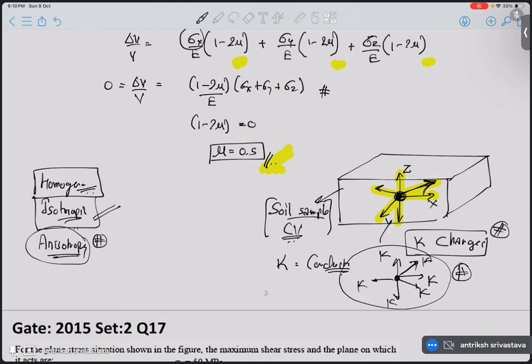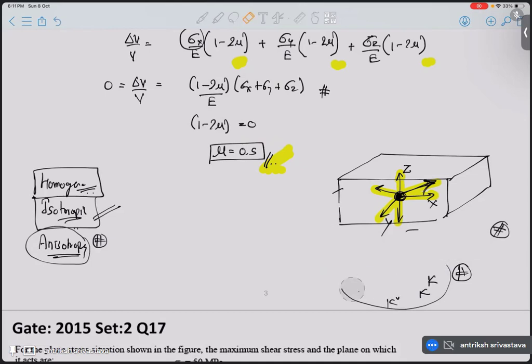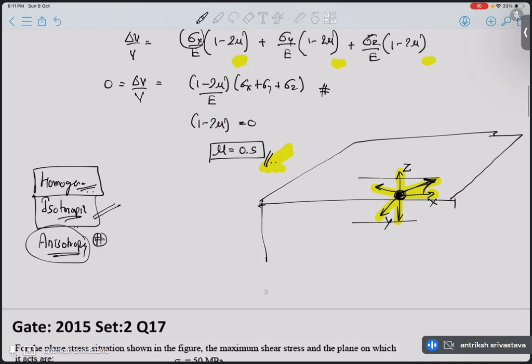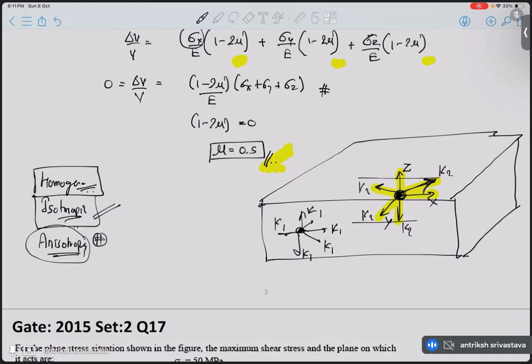But let's say I have 2 points. Let's take a bigger box this time, and let's say I have 2 points inside this box. One point is here and one point is here. So this box is isotropic, and we have this point 1 and point 2, and this point is isotropic, so we have k1 in all the directions and we have k2 in all the directions. So what do you think? K1 will be equal to k2 or k1 will not be equal to k2?